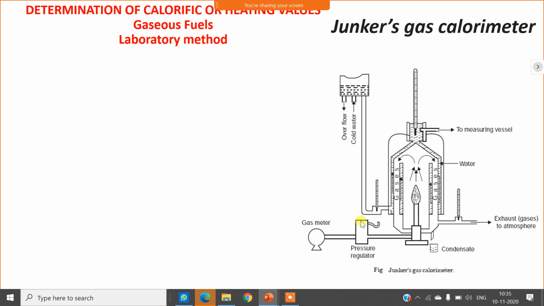Then the pressure regulator. The pressure regulator maintains the constant pressure of gas, which means the fuel gas is supplied at a constant pressure to the burner. This is a burner which burns the fuel.